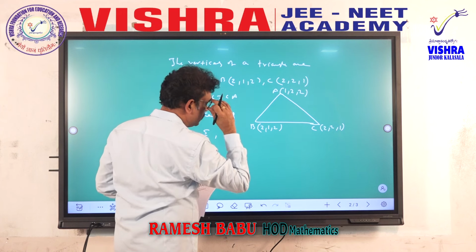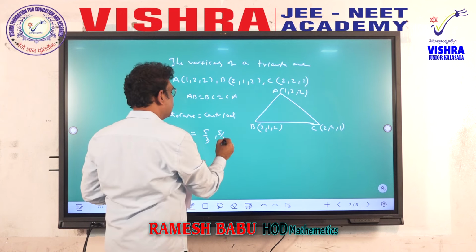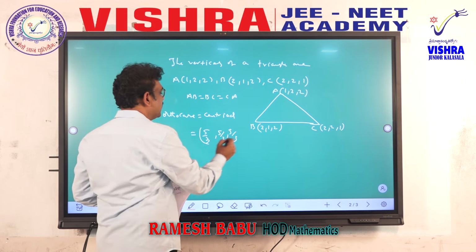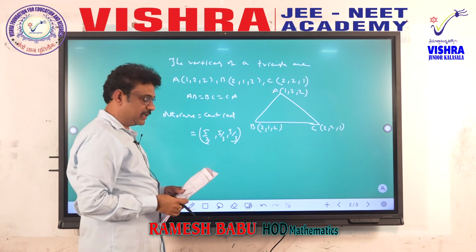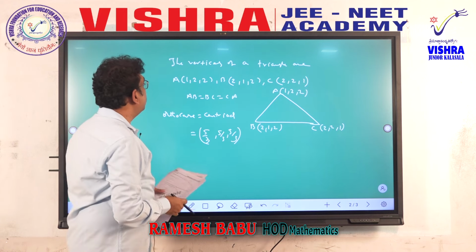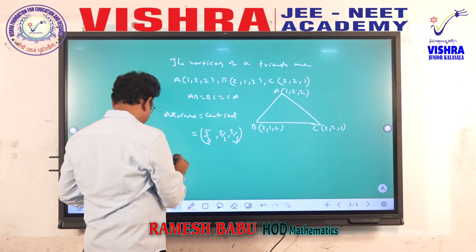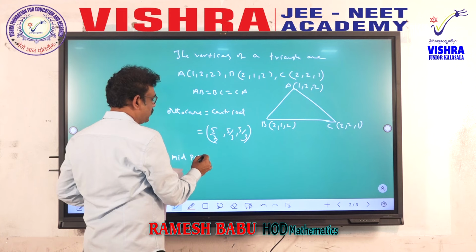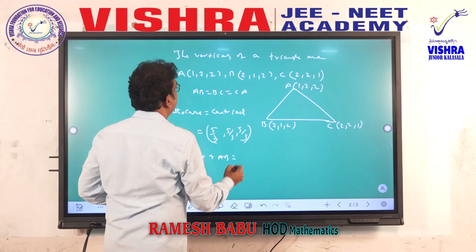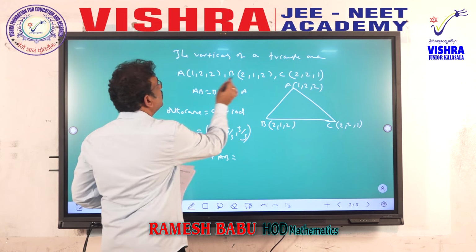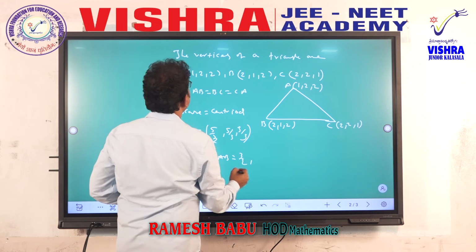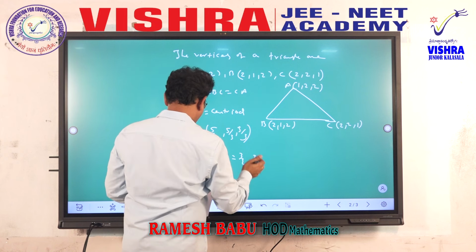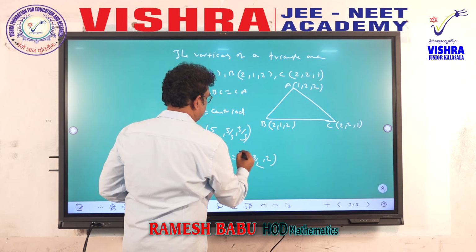Next, again 5 by 3, 5 by 3, 2 plus 2 plus 1, 5 by 3. This is the centroid, which is the same as the orthocenter. Now, the midpoint of AB is equal to, what is the midpoint here? 2 plus 1, 3 by 2, next 3 by 2, here 2 plus 2 by 2.